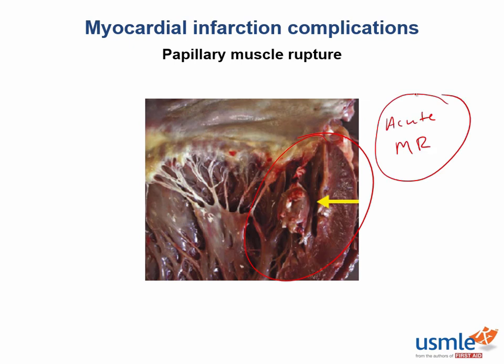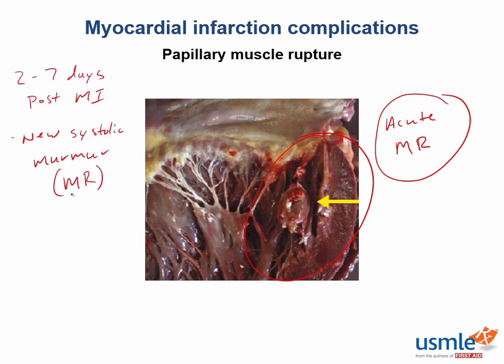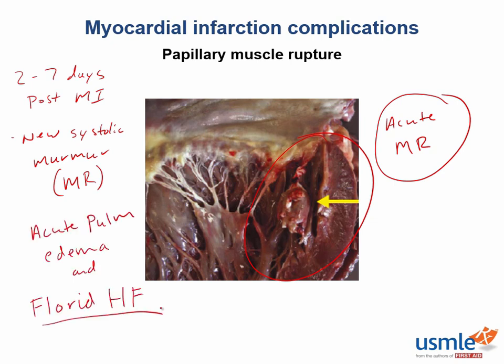So in this scenario, you want to watch out for someone that is 2 to 7 days after a recent MI with the new onset of a systolic murmur. And in this scenario, this new onset regurg can be quite severe and present with acute pulmonary edema and florid heart failure.